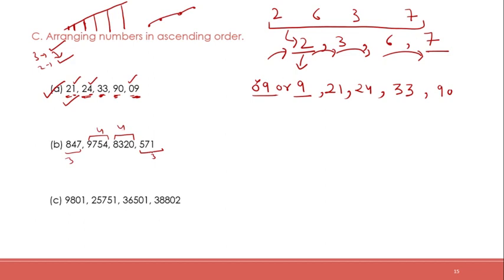So obviously the numbers having 3 digits will be smaller. So we'll check the 3-digit numbers first. Here it has 5 at its 100 place. Here it has 8. So which will be smaller? The number with 5 at its 100 place, right? So we'll write 571 first.